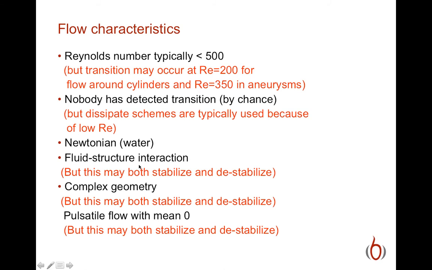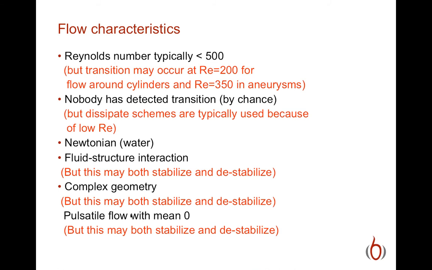Of course, you may also argue that this is a fluid structure interaction problem, so this might stabilize the flow. Well, this is a very difficult and delicate issue. You cannot really say that fluid structure interaction will dampen the threshold of transition. It may both stabilize and destabilize the flow. And the same applies to both the geometry and the pulsatility. So all of them may trigger or they may stabilize the flow.